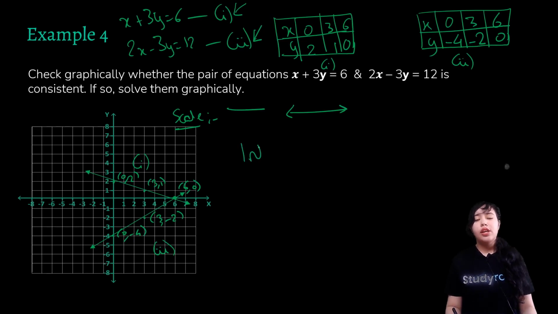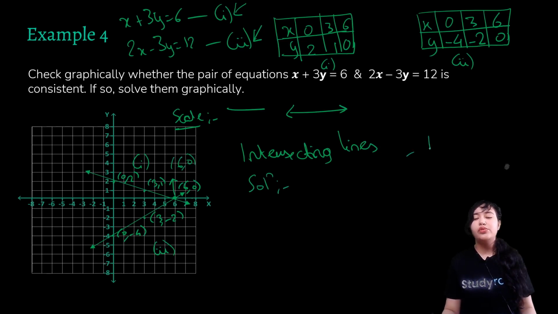And now graphically you can see that this is a pair of intersecting lines. Intersecting lines meet at how many points? Only one, and hence the solution corresponding to that is called unique. And this is that point (6, 0). So the point is (6, 0). So the solution is what? This is x and this is y. So the solution is x equal to 6 and y equal to 0.